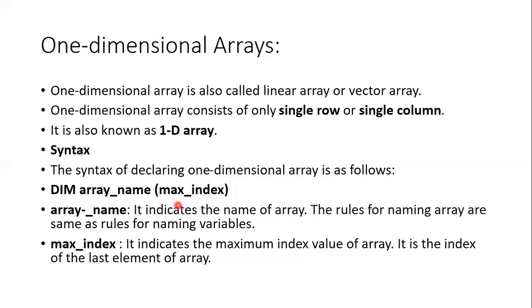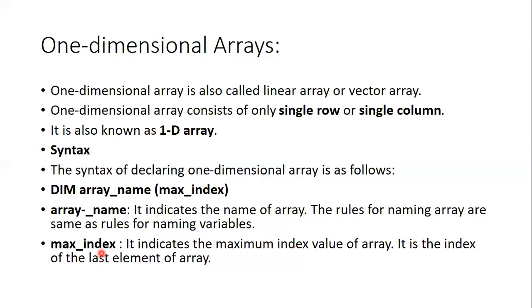So the syntax to declare that particular array is, we will have to use the dim keyword along with the array name, followed by the maximum index. Maximum index is basically the size of that particular array. Okay, array name. Why is array name written? It is indicating the name of the array. The rules for naming an array are the same as the rules for naming variables. So whenever we have to declare an array, we have to specify the name of that particular array also. And to declare the name of the array, there are some rules. And what are those rules? Those rules are the same as we discussed in chapter number 2, which were the rules for naming variables.